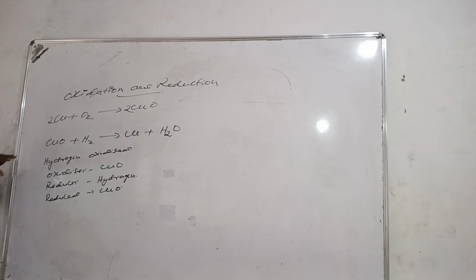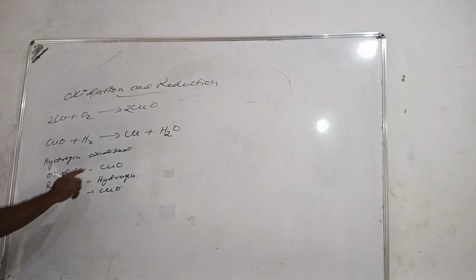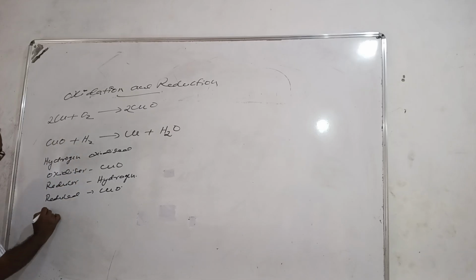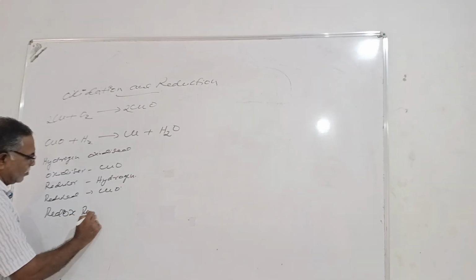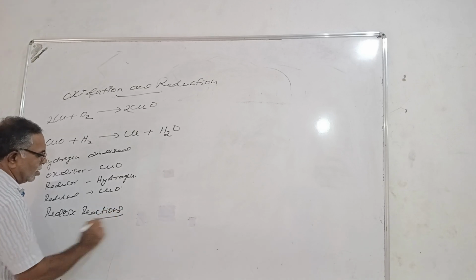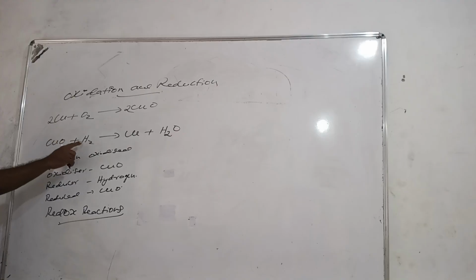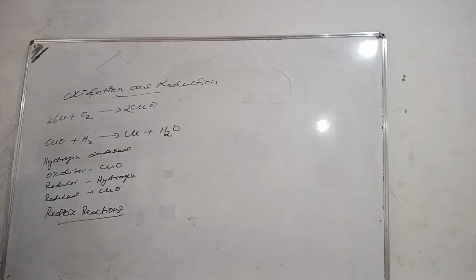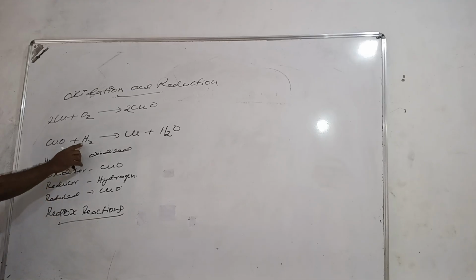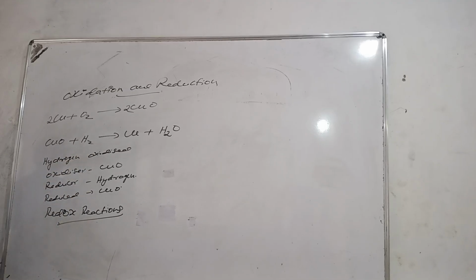In such reactions, oxidation and reduction take place together or simultaneously, so we can say this type of reaction is a redox reaction. If oxidation and reduction take place together in a reaction, we call it a redox reaction. So here hydrogen is oxidized, copper oxide supplied oxygen, so copper oxide is the oxidizer. Hydrogen is the reducer. When hydrogen is oxidized, it is a reducer.